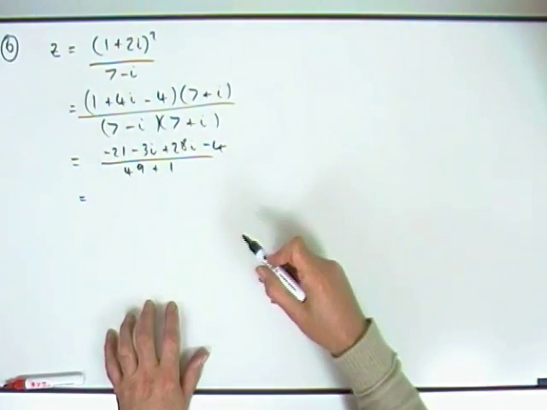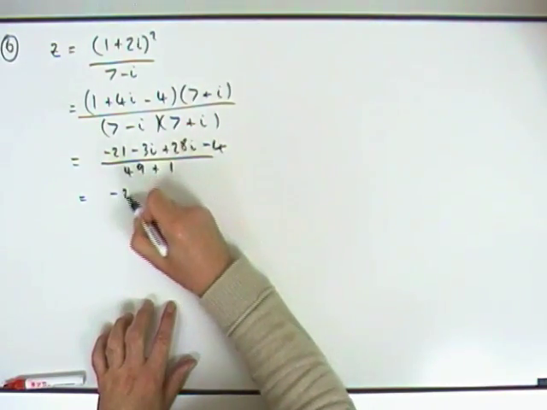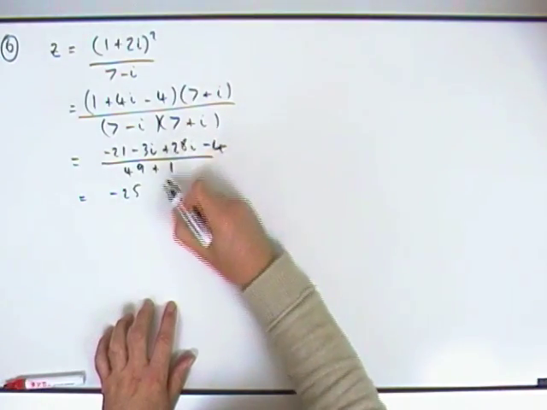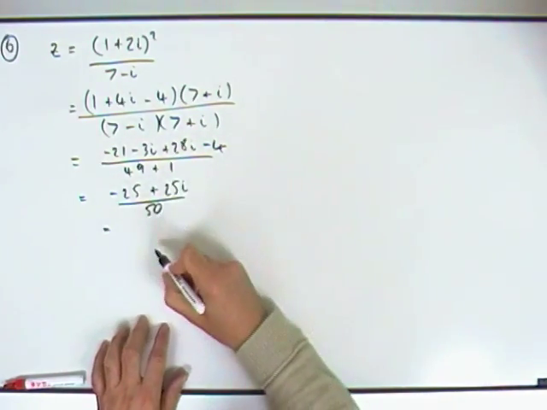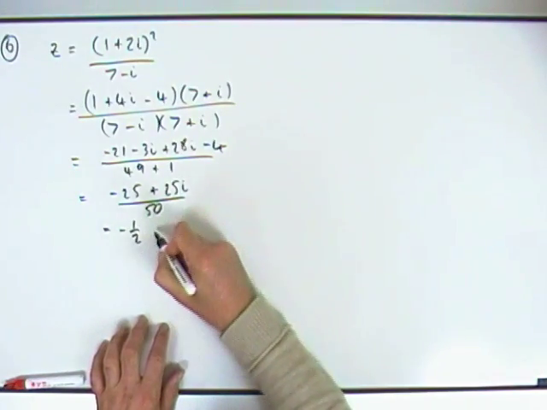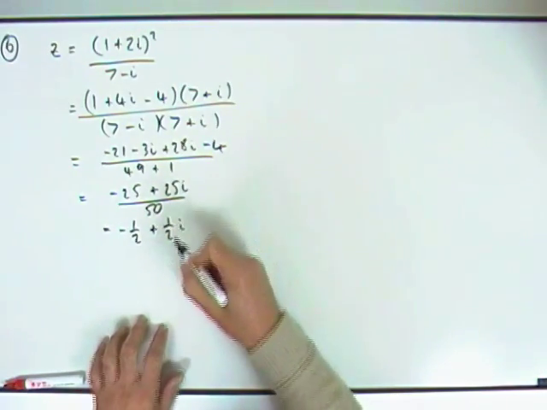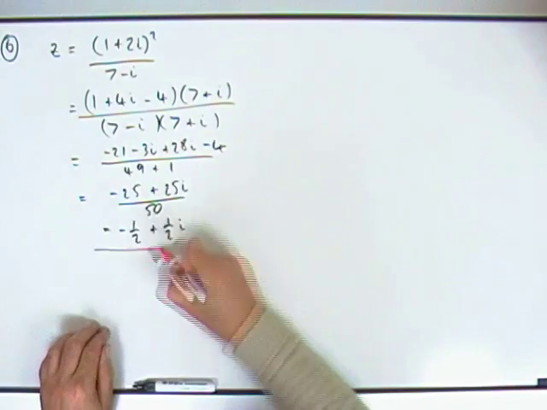So that means for the real part I'm going to have negative 25 and then plus 25i over 50. Well, that's all going down to a half then, isn't it? I've got negative a half plus a half i for z.